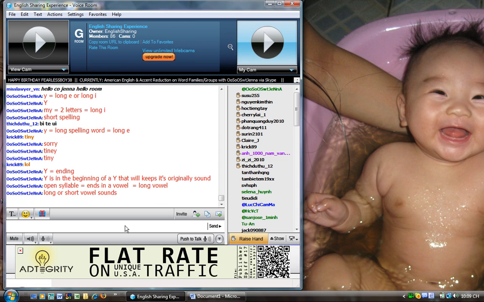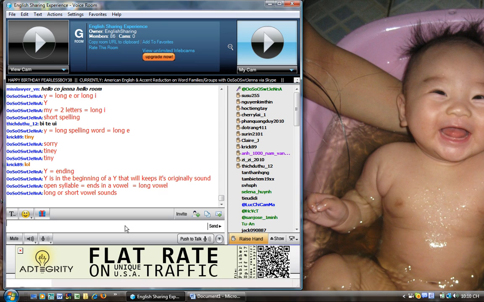Now, for those of you who don't know what long or short vowels are, I suggest that you go to the ESL forum or any English website and do a search. What are they? Should you know them? Yes, you should. Are they important? Yes, they are. Why? Because vowel sounds are the main sounds in all words, in any kind of words.